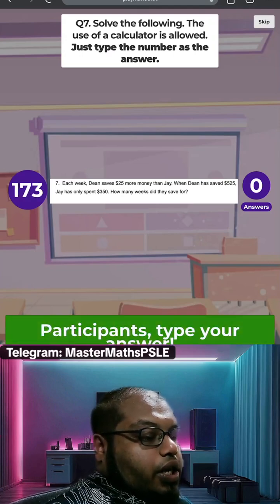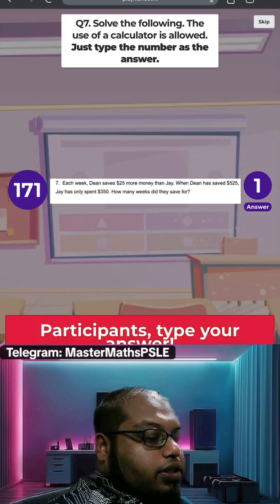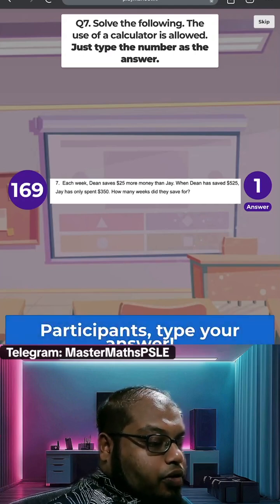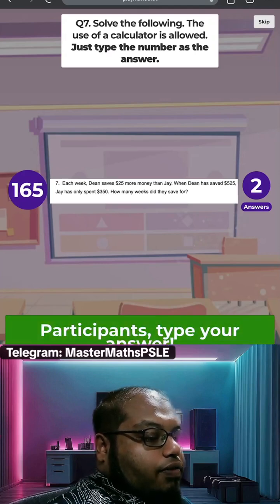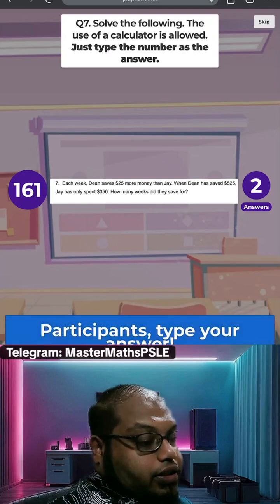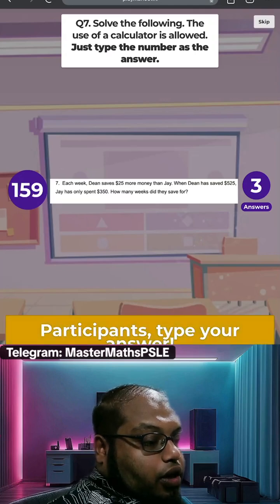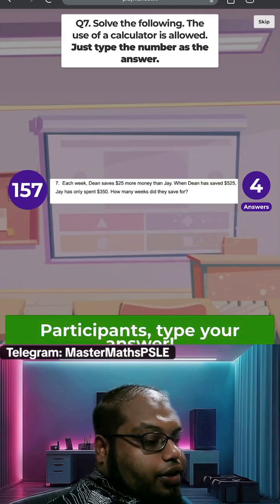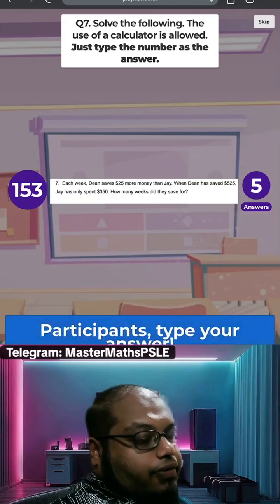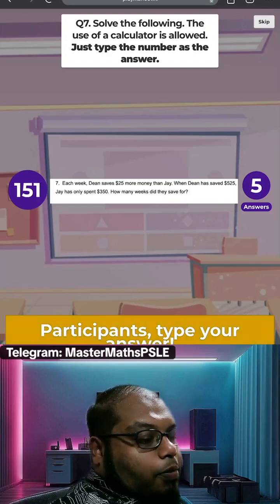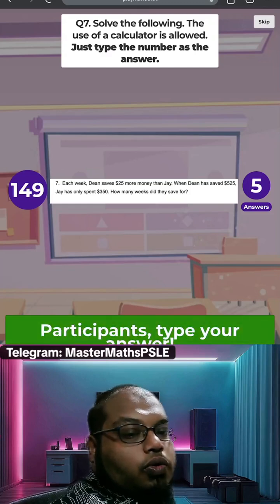Okay, now each week Dean saved $25 more than J. When Dean has saved $525, J has only spent $350. Okay. Oh, there's a typo error there. It's supposed to be J has only saved $350. How many weeks did they save for?